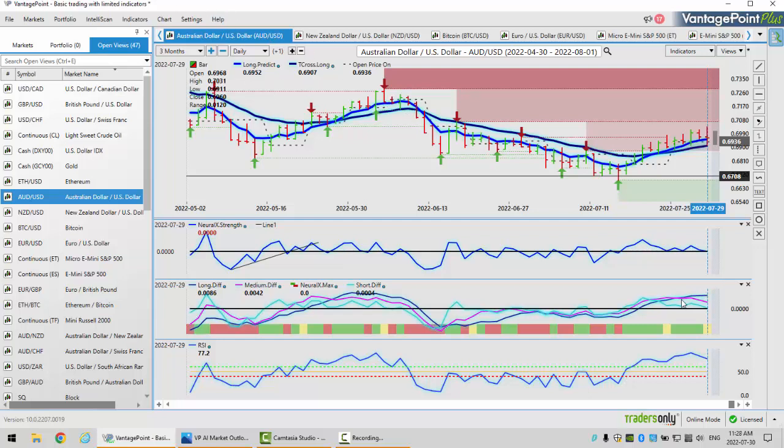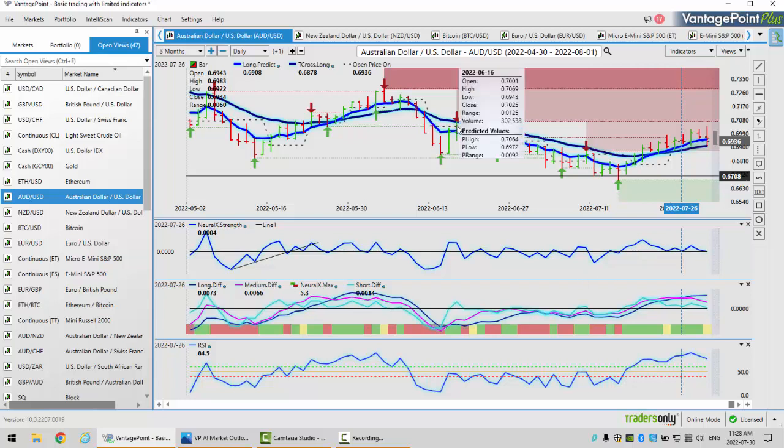Our indicators are, again, warning that this is not strong. The slope of the predicted RSI, the slope of the neural index strength. We've got an MA diff cross. Our neural index has gone from green to yellow. Just like a set of traffic lights, guys, yellow means caution, so that's exactly what I will advise.